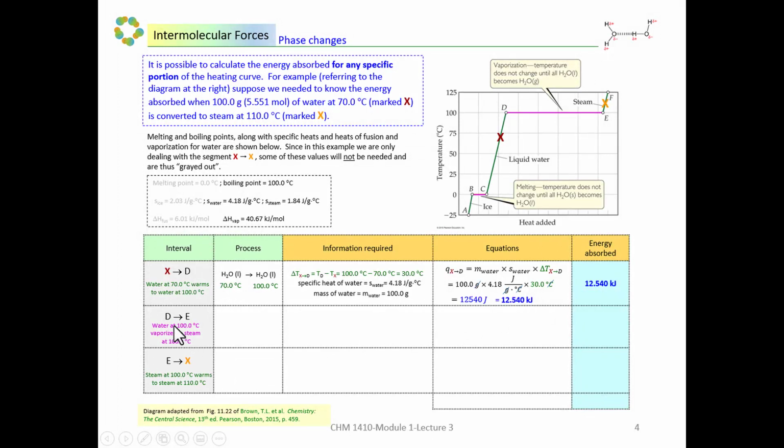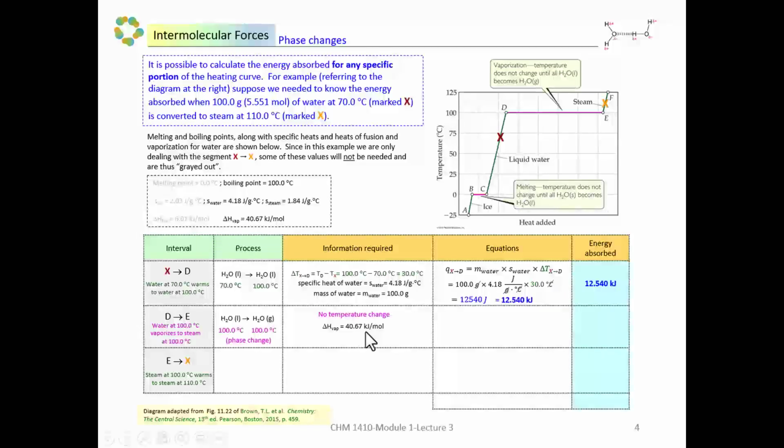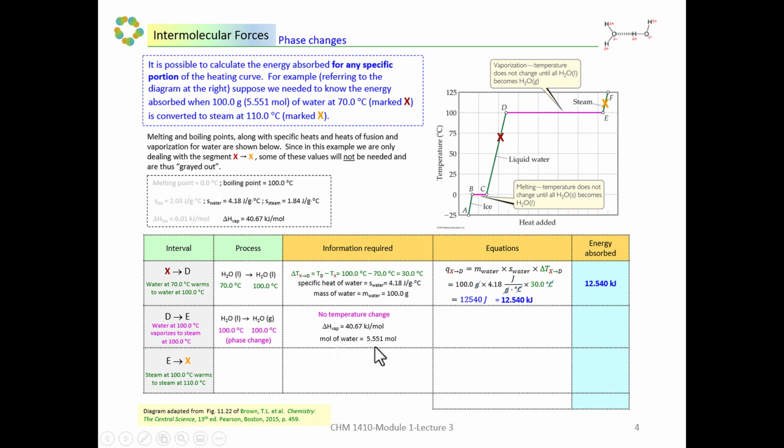For the interval D to E, we've got liquid water at 100 vaporizing to water vapor at 100. This is a phase change. There's no temperature change. We simply need the heat of vaporization of water, and of course the number of moles of water. And we calculate that the heat involved in this process would be the heat of vaporization times the number of moles, showing unit cancellation. We get 225.8 kilojoules. That number should look familiar.